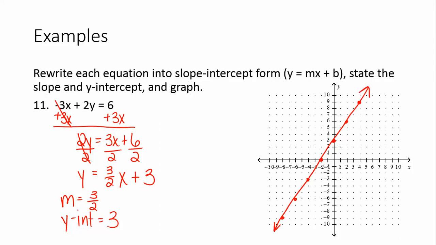Again, when you're graphing, you need to make sure you have at least 5 points on the line, including the y-intercept. That does count as one of them. So you need to go 4 other points. Sometimes you can go 2 in one direction and 2 in the other direction.